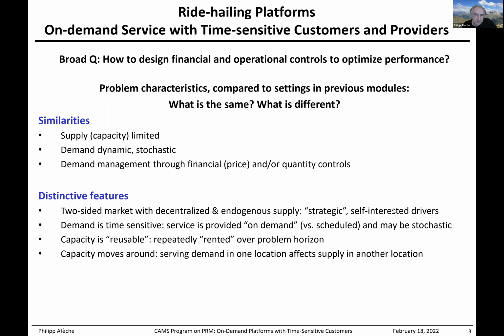Then, because we have transportation, that's obvious, capacity moves around, but that also has implications, because if you serve demand in one location, that will affect supply in another location.